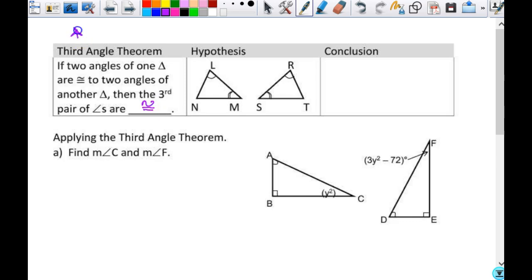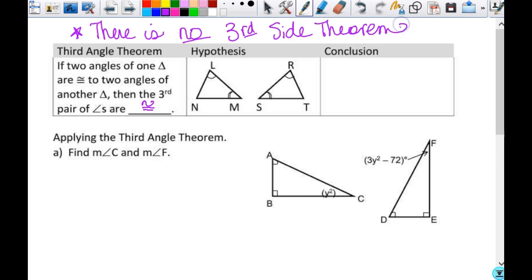And you need to write up here that there is no third side theorem. Because when we start talking about sides, you're going to say, oh, well, these two sides are congruent to these two sides, so those third sides have to be congruent. Not so. So just make sure you can see the little things here. So what we know here then is that angle N is congruent to angle T. Everybody okay with all that? All right.